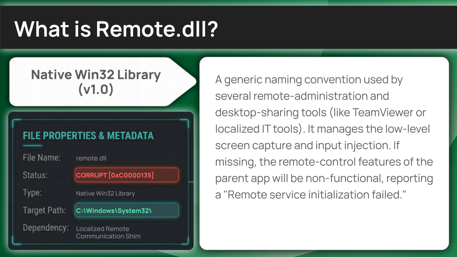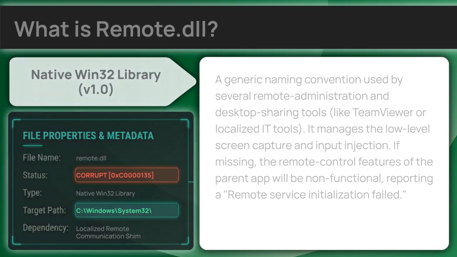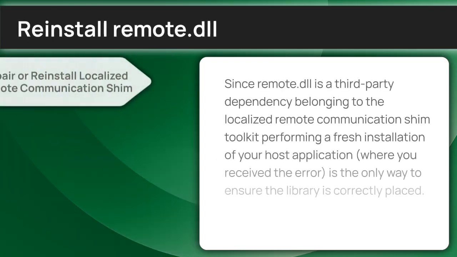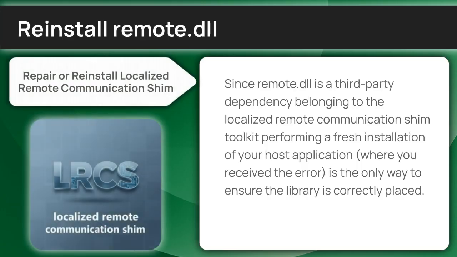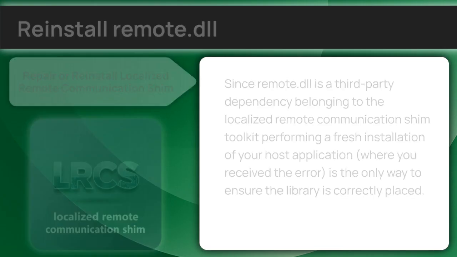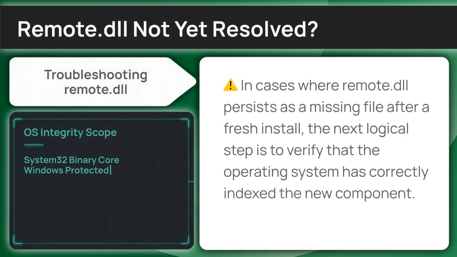Now let's apply the fix by reinstalling the shared system library. Since Remote Library DLL is a third-party dependency belonging to the Localized Remote Communication shim toolkit, performing a fresh installation of your host application, where you received the error, is the only way to ensure the library is correctly placed. Persistence of this error after a clean reinstall suggests that the issue may reside within the current user session's initialization.